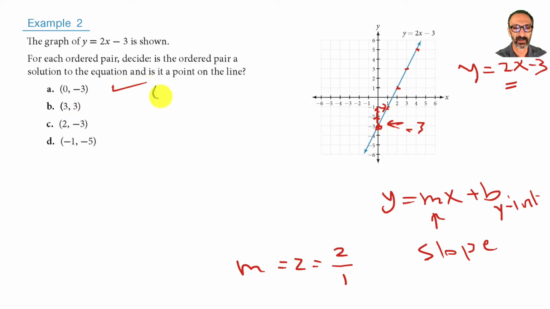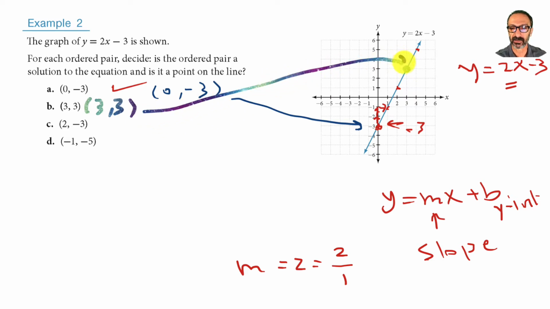0, negative 3 is this point right here. Okay, the y-intercept. How about 3, 3? To use 3, 3 or refer to 3, 3, I'm going to go up right here. Do you see it? That's 3, 3. So yes, it does belong.